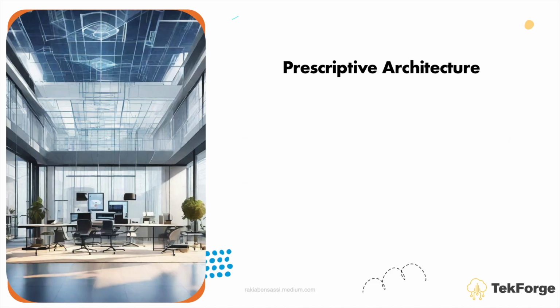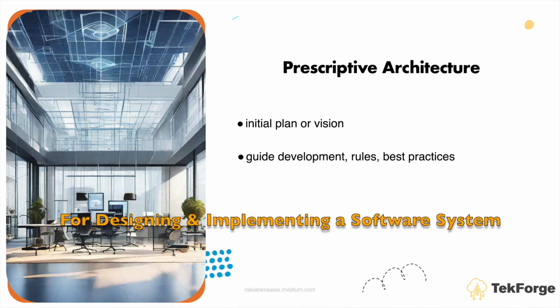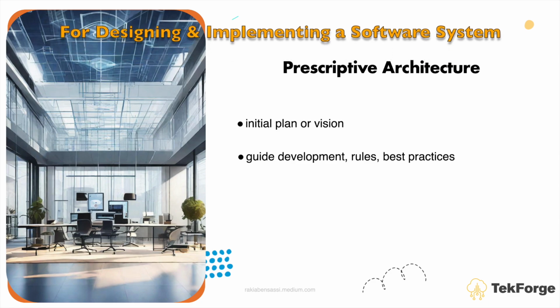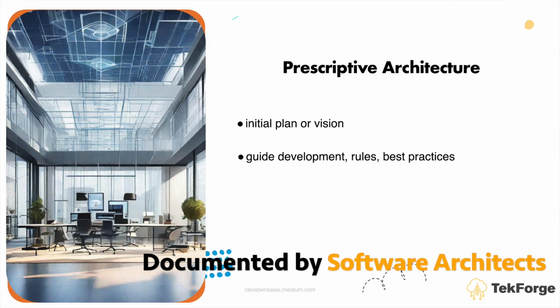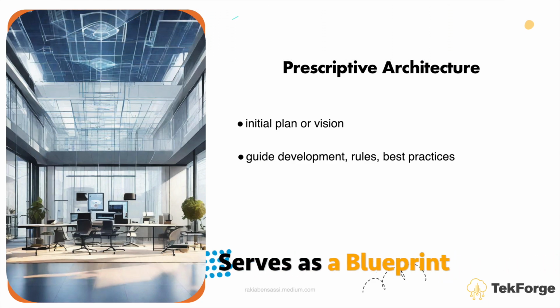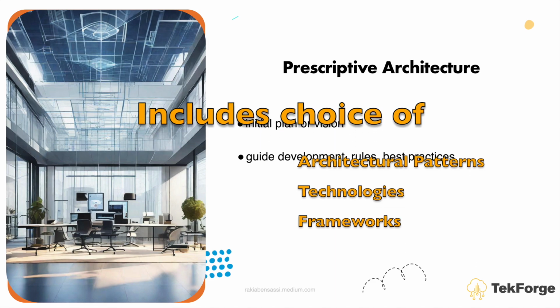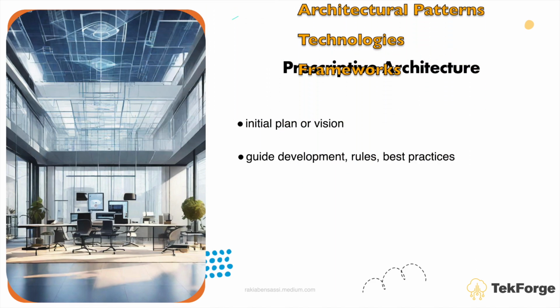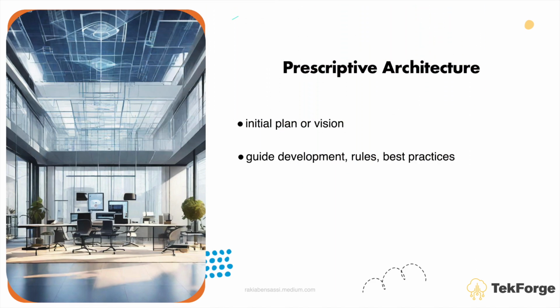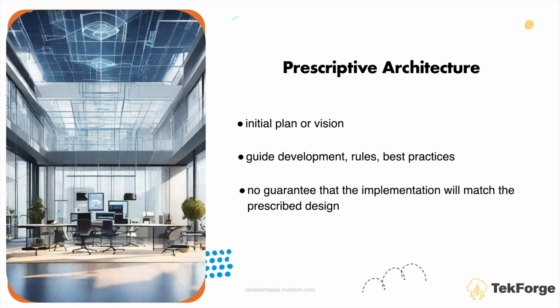Prescriptive architecture refers to an architectural approach that provides guidelines, rules, and best practices for designing and implementing a software system. It is typically documented by software architects and serves as a blueprint or a set of instructions for developers to follow. It includes the choice of architectural patterns, technologies, and frameworks. However, prescriptive architecture does not guarantee that the implemented system will perfectly match the prescribed design.